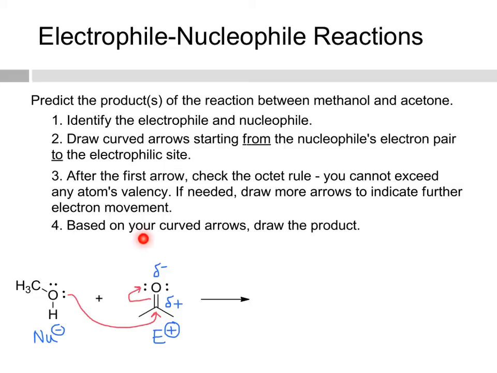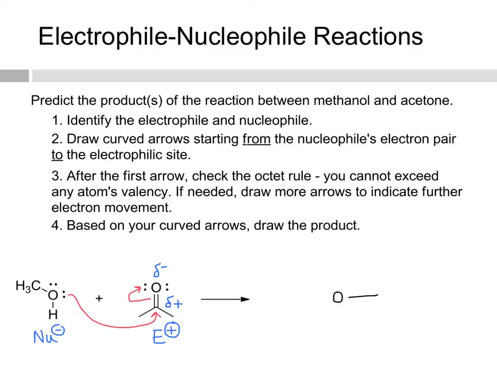And now, based on your curved arrows, draw the product. Remember that if there is no curved arrow, for instance, there's no curved arrow here or here, that means that nothing has changed in that part of the molecule. Curved arrows are indicating change, either in the form of bond making or in the form of bond breaking. So let's start with the bond making. We know that we have made a bond between this oxygen and this carbon, so we can draw that in our product.